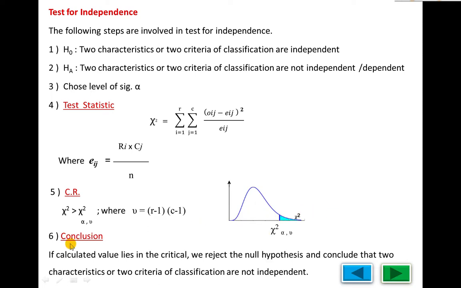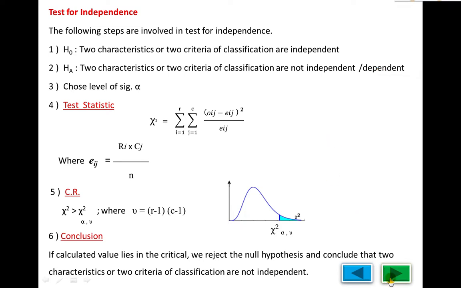The conclusion is also the same as in the testing of hypothesis for mean and variances. If the calculated value lies in the critical region, we reject the null hypothesis. This is the general statement, and we conclude that the two characteristics or two criteria of classification are not independent. If the null hypothesis is rejected, it means the alternate is true, or the variables are dependent: the characteristics or criteria of classification are dependent.